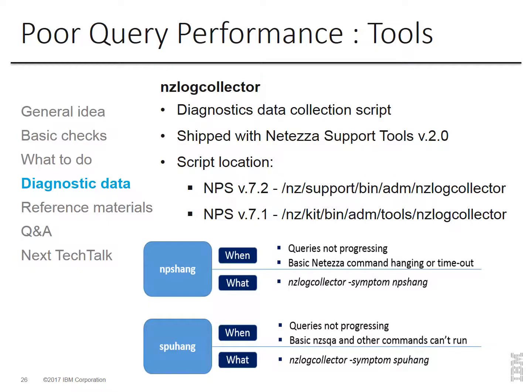The monitor.sh script is the first choice for collecting data to analyze a performance issue. But if the monitor script is not running during the problem, you can still use the nzlogcollector tool with the nps hang or spool hang option to collect diagnostic data depending on the scenario, which may not reveal the problem. Remember, nzlogcollector is not a substitute for the monitor.sh script for analyzing performance problems, but it's better than having nothing.